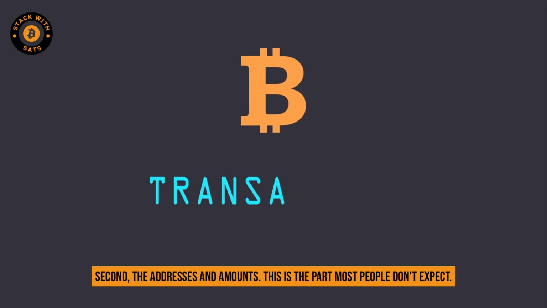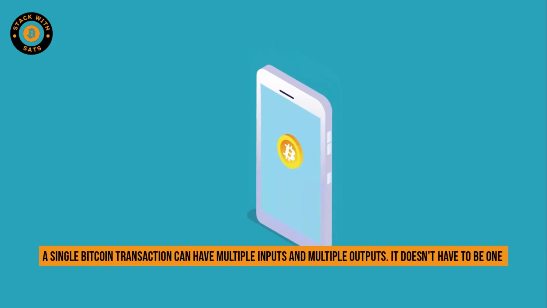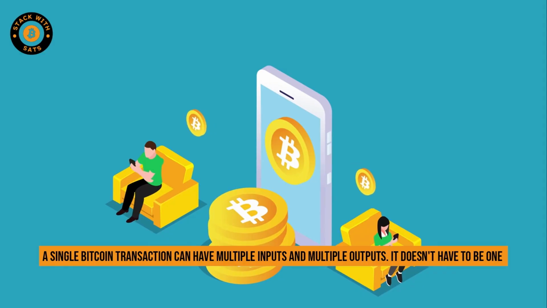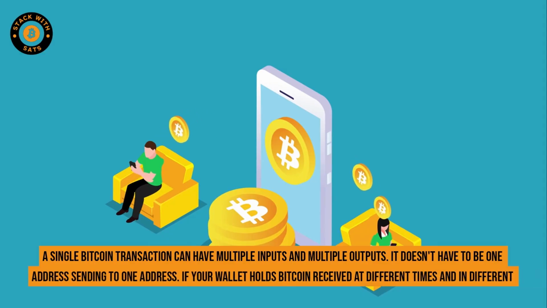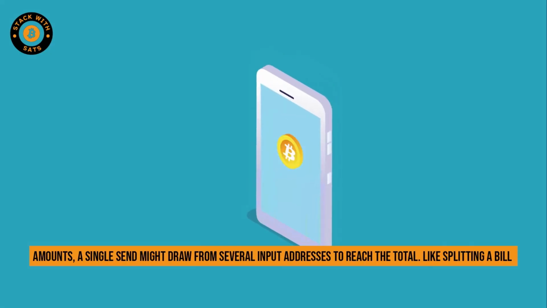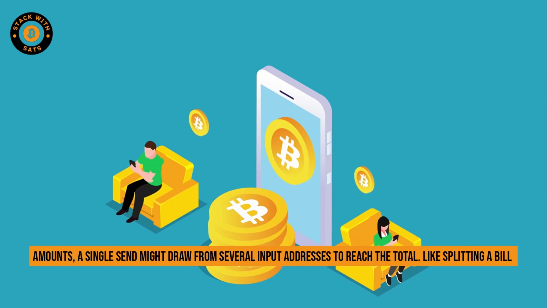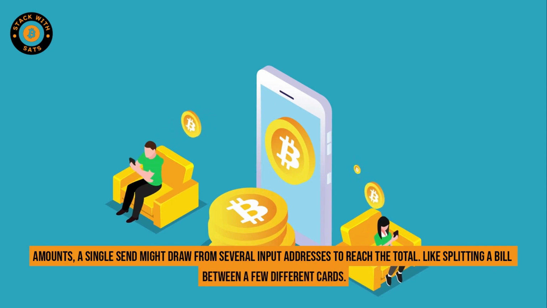Second, the addresses and amounts. This is the part most people don't expect. A single Bitcoin transaction can have multiple inputs and multiple outputs. It doesn't have to be one address sending to one address. If your wallet holds Bitcoin received at different times and in different amounts, a single send might draw from several input addresses to reach the total. Like splitting a bill between a few different cards.